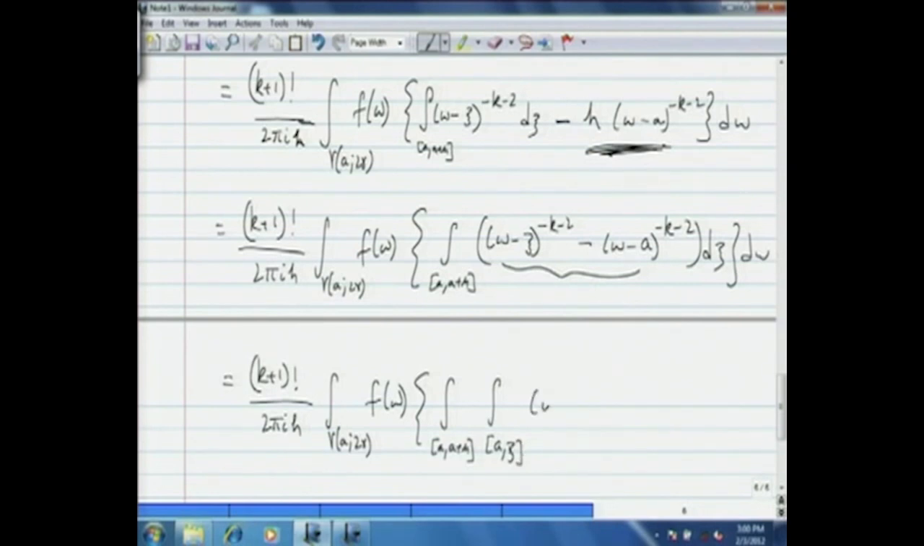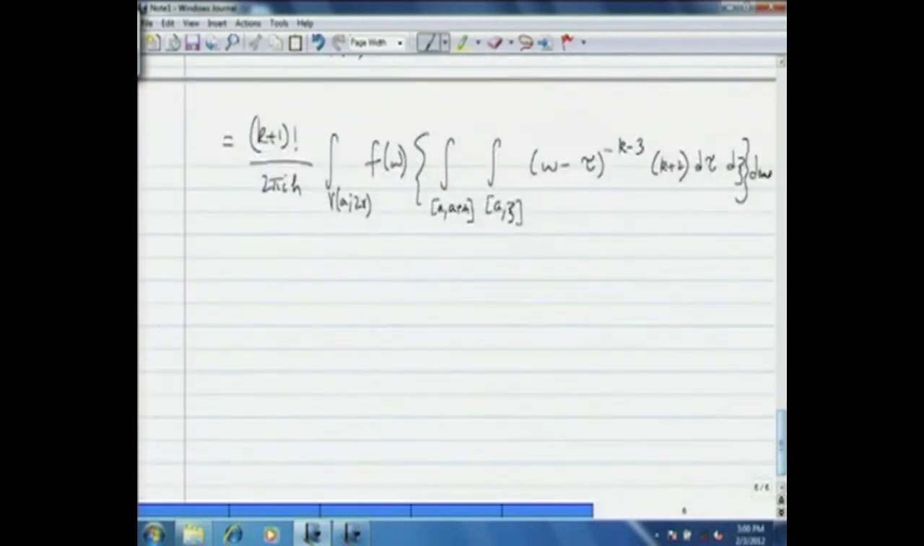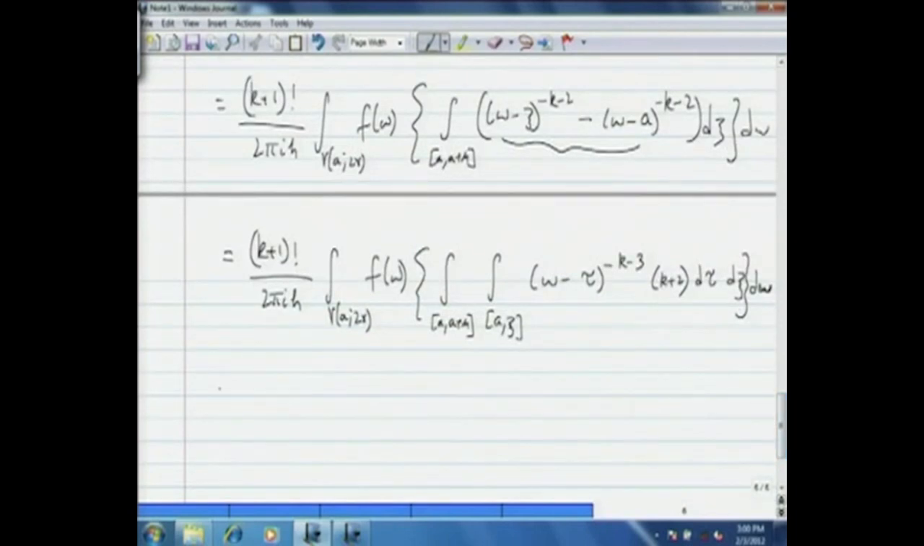Of w minus yet another variable tau, power minus k minus 3, and then I have a constant k plus 2, and then d tau, d zeta and then dw. Once again notice that I am using the fundamental theorem of calculus.